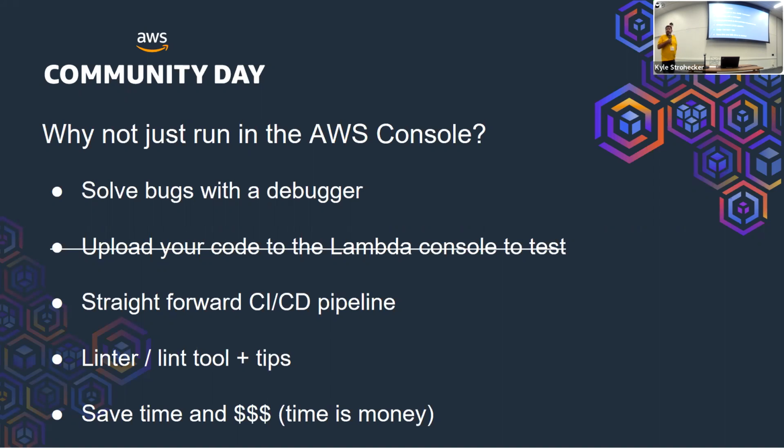Upload your code to the Lambda console to test. I scratched that through because it still is kind of easy to do. But if you are developing locally, you can really make it work with your CI/CD pipelines. It's easier to do code reviews when you're working on it locally, committing it to Git, and having another team member or multiple team members review your code.